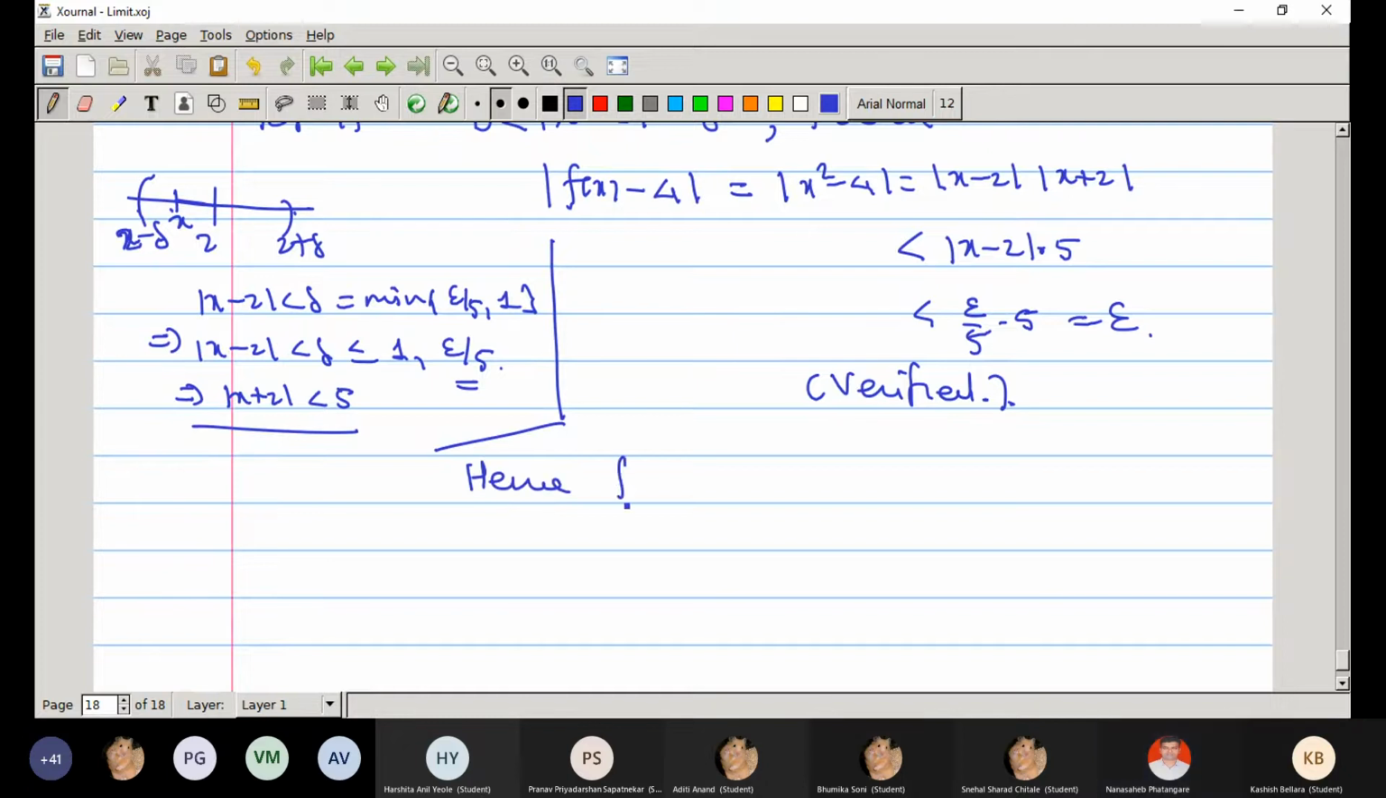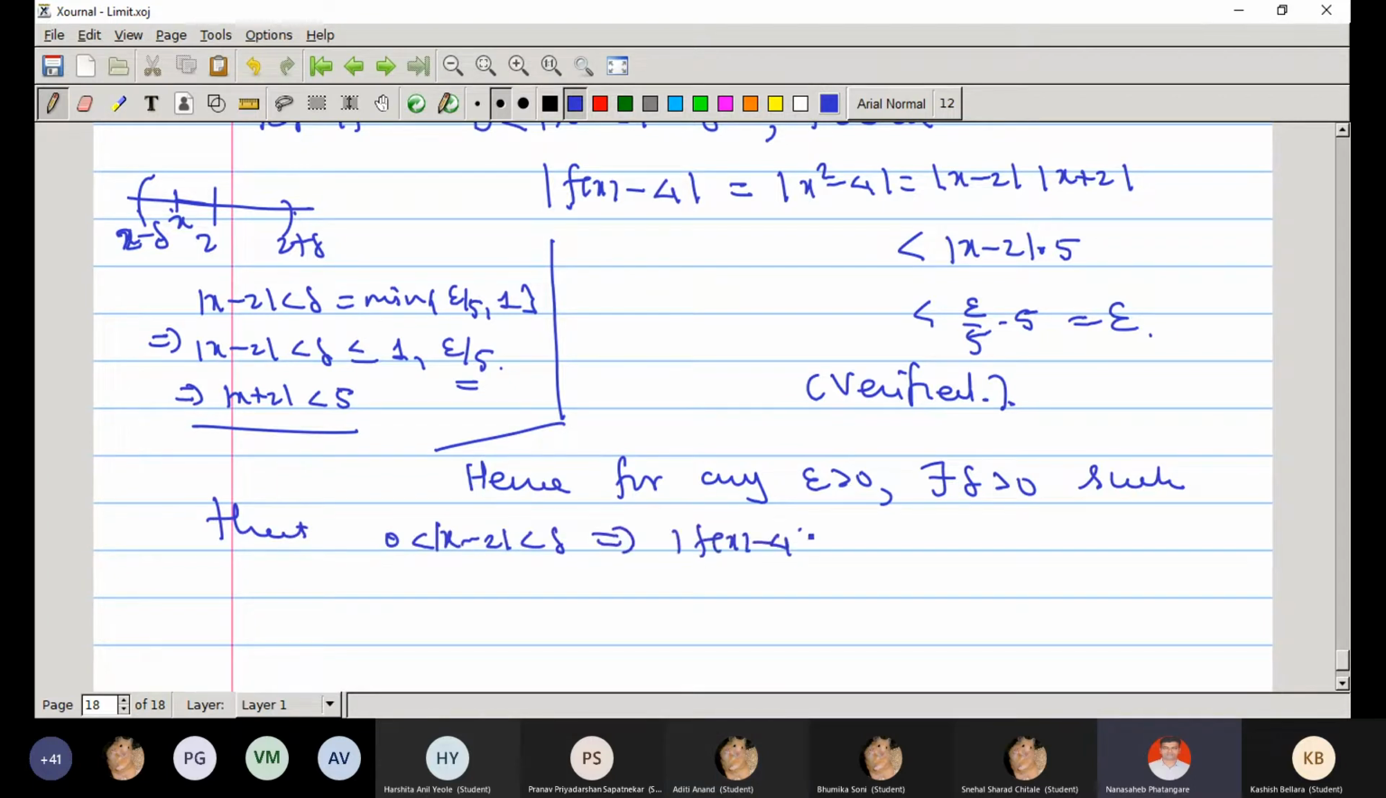Hence, for any epsilon, we can produce delta. Are we able to produce delta? Yes or no? Yes, sir. Such that whenever the distance of x from 2 is less than delta, then the distance of f(x) from 4 is less than epsilon, and hence we conclude that the limit as x tends to 2 of f(x) is 4. In that case, our function was x square, right? That means the limit as x tends to 2 of x square is 4. Proved.